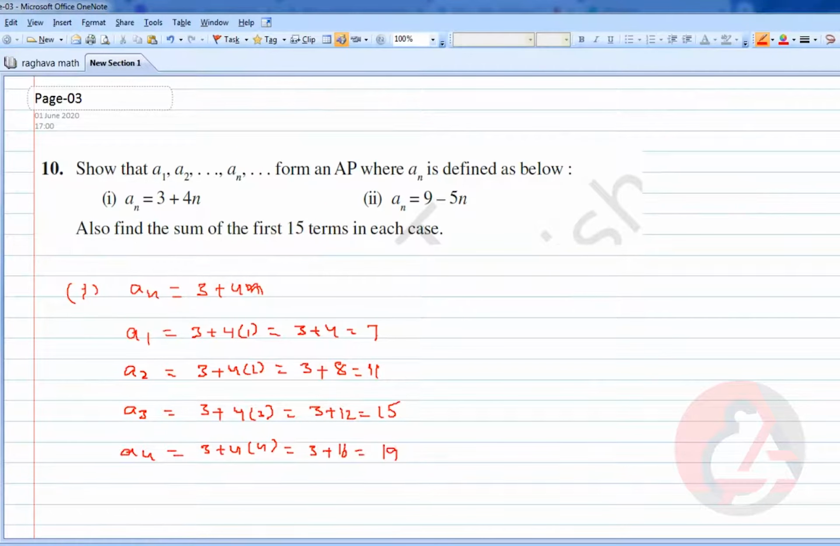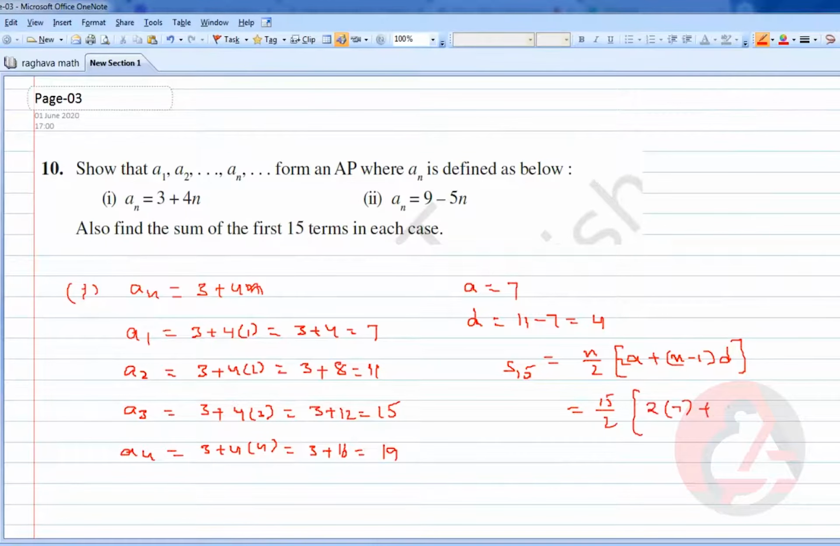See, by giving the values 1, 2, 3 we got these terms. So the first term is 7 and the common difference is 11 minus 7, that is equal to 4. He is asking for S15. How to find the S15 value? Sn is n by 2 into 2a plus n minus 1 into d. So n by 2 is 15 by 2, into 2 into a plus 15 minus 1 into the common difference 4. So from here, 15 by 2 into 14 plus 14 into 4.